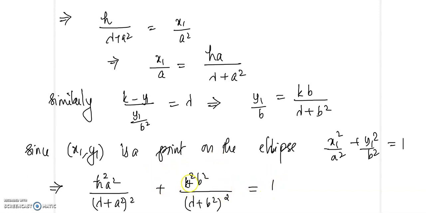Now we can see that this equation is a 4th degree equation. So when we cross multiply, we get lambda square as the power in the denominator. So when you take the common denominator, you will get lambda plus a square whole square into lambda plus b square whole square. So that will go to the right side. So we are going to get a fourth degree equation. So that is a biquadratic equation.